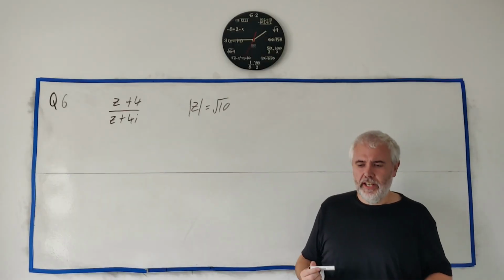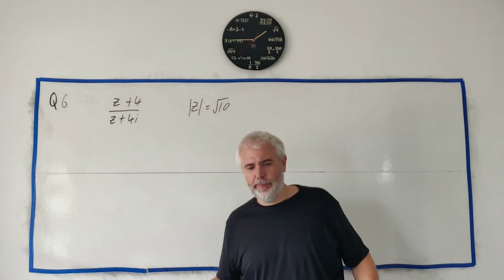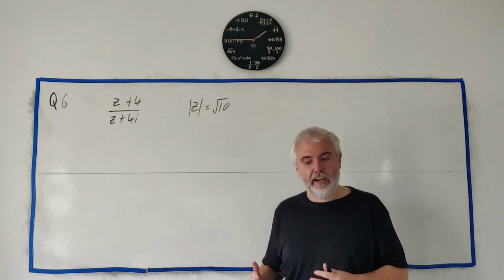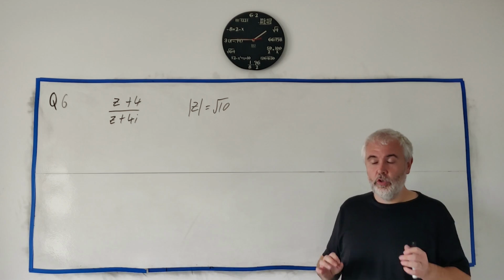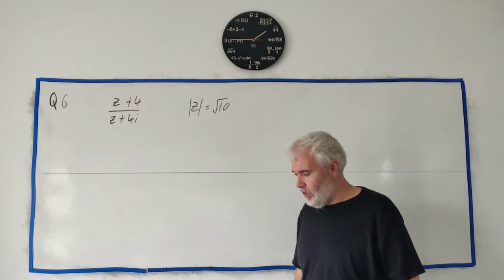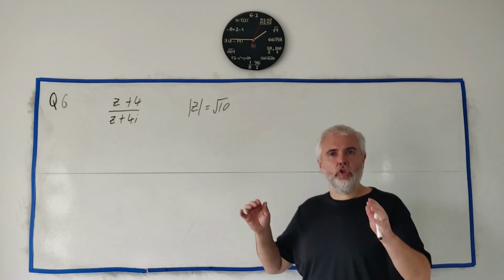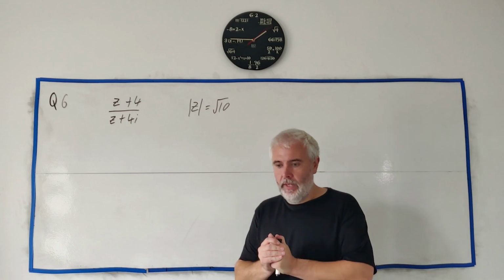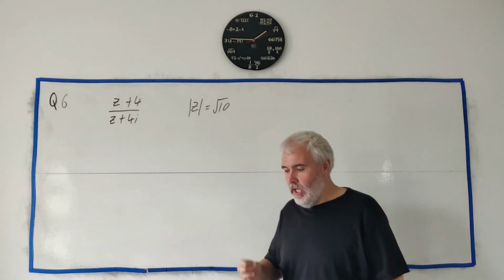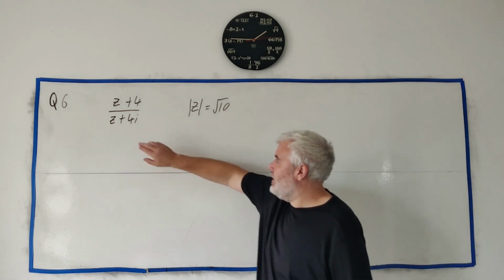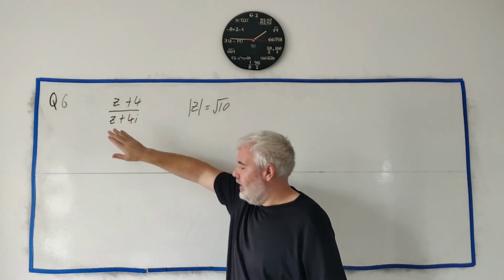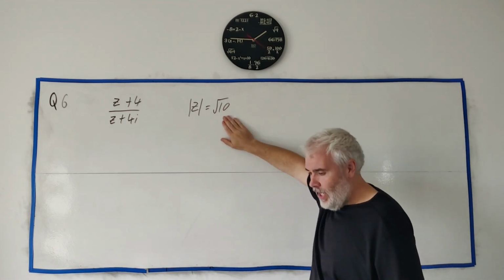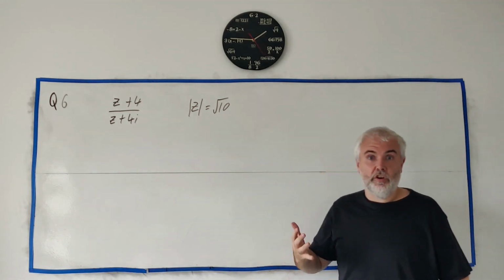For most questions, I tell students if you just try them, you should be able to pick up lots of marks. This is one of those questions where I think it was very difficult to even start it. If you weren't sure what to do, you could get in a lot of trouble even starting this question. What we have here is basically two clues they've given us, and ultimately they want to find Z, the X and Y part of Z. The two clues they've given us are the fact that this division here is real, and that the modulus of Z is the square root of 10. We're going to use both those clues to try and solve it.